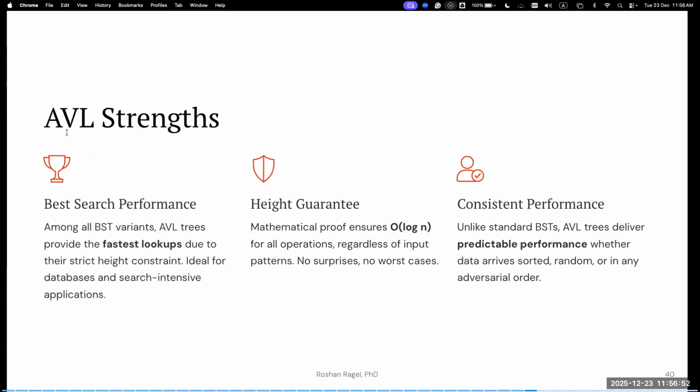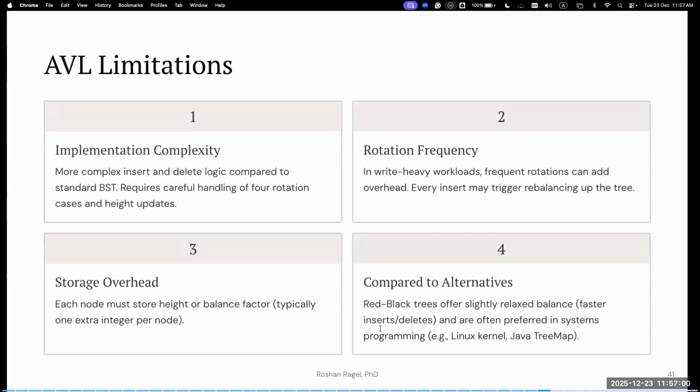For the AVL tree, I think you can just read and understand this. I'll not explain because I have already been talking about the same issues all this time. But then there are some limitations. The implementation becomes more complex. If we are doing a lot of rotations, meaning more updates than searches, then this is not a good idea, right?